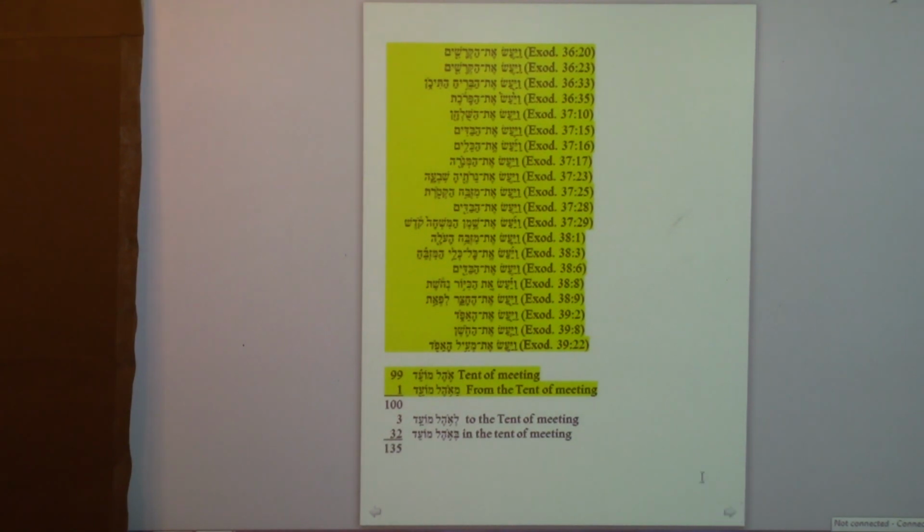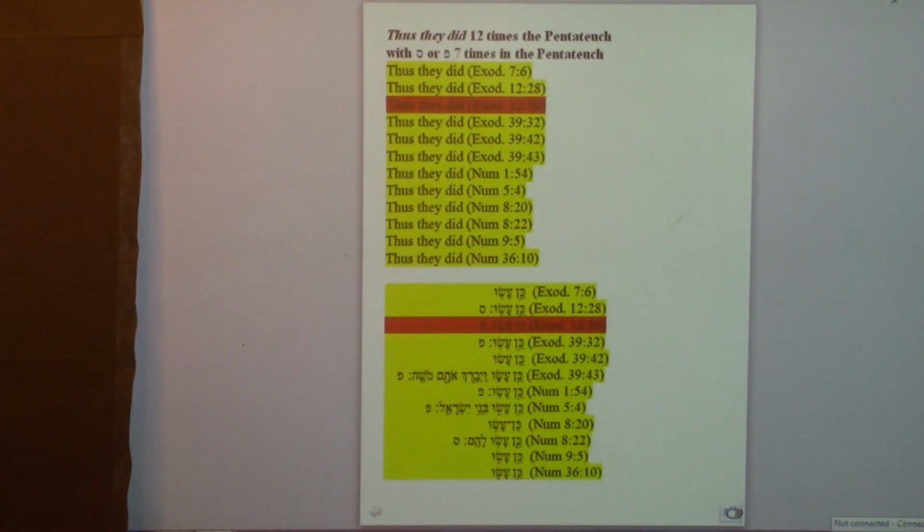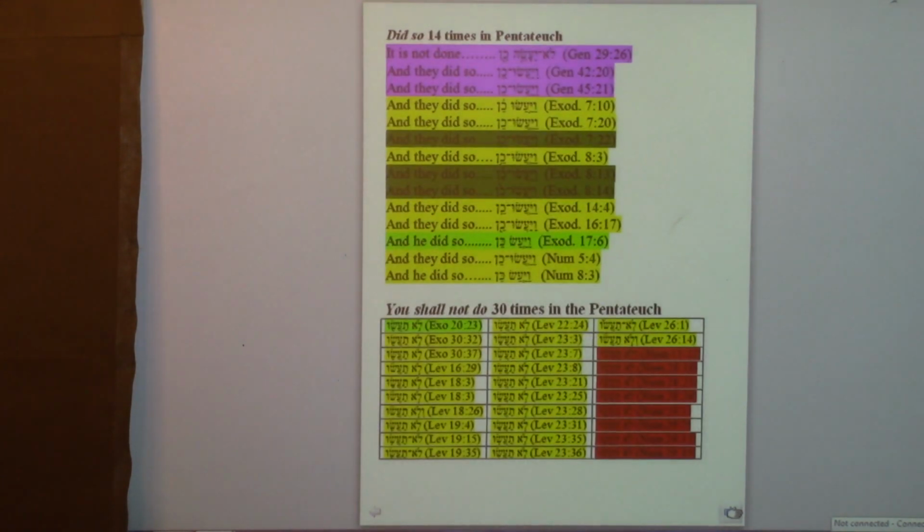And the phrase, the tent of meeting, appears 99 times, but there's one more from the tent of meeting, and there I get to an even 100. To do, all 12 times in the Pentateuch. Thus they did, 12 times in the Pentateuch, with samach or pay 7 times. Did so, 14 times. You shall not do, 30 times.